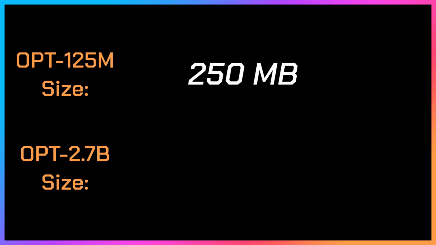You might be wondering why this happened with this version of OPT and not with the other one. After analyzing what just happened, I saw one main cause for this. It's the AI version size. For the 125M version, it's around 250 megabytes. And for the 2.7 billion version, it's around 5 gigabytes.